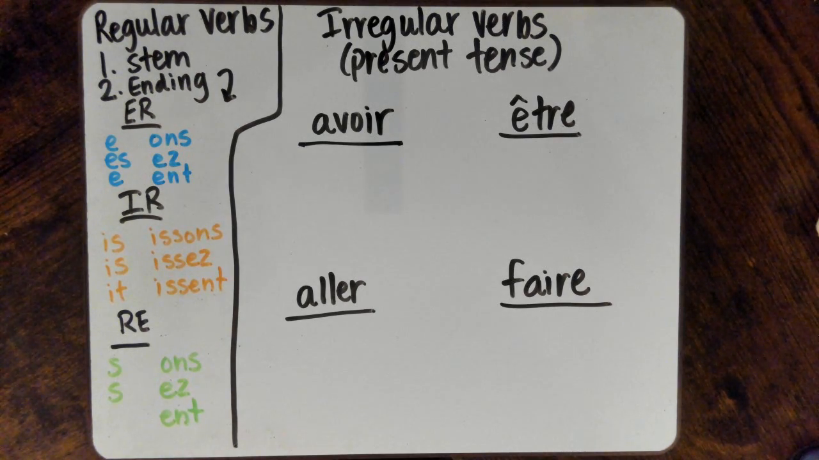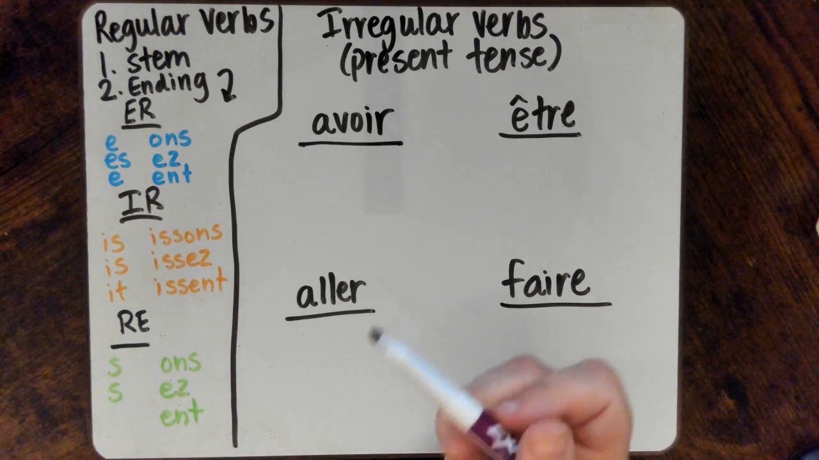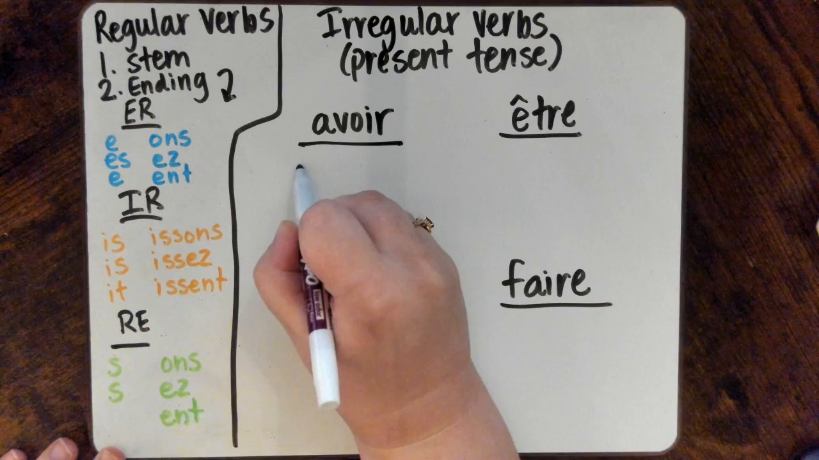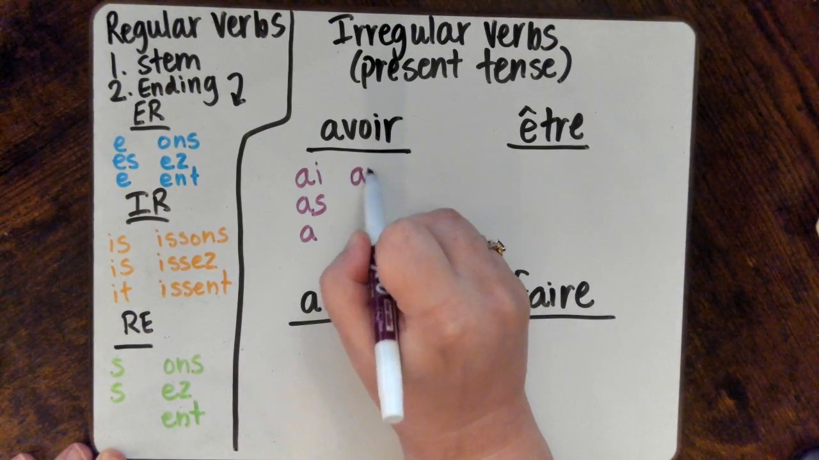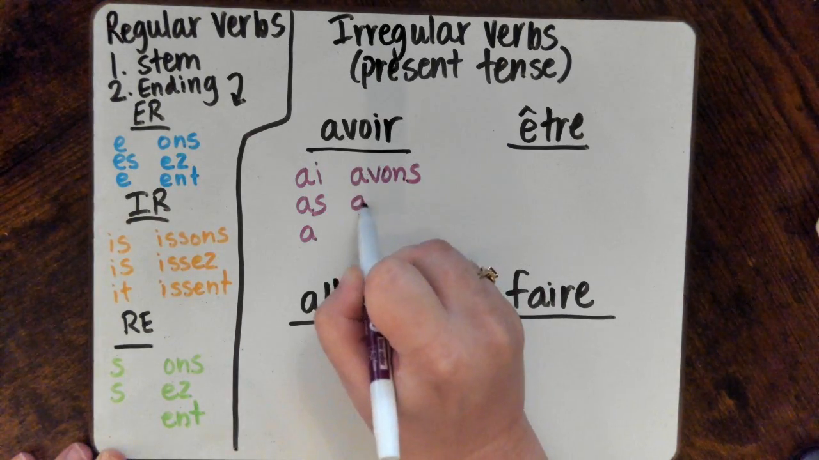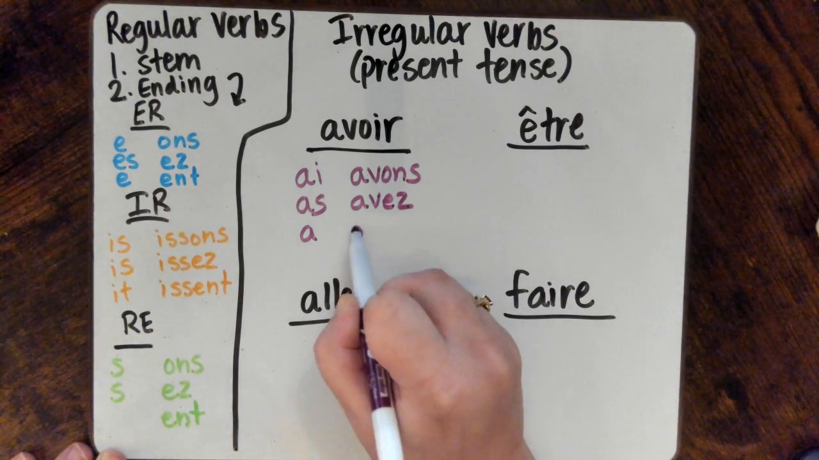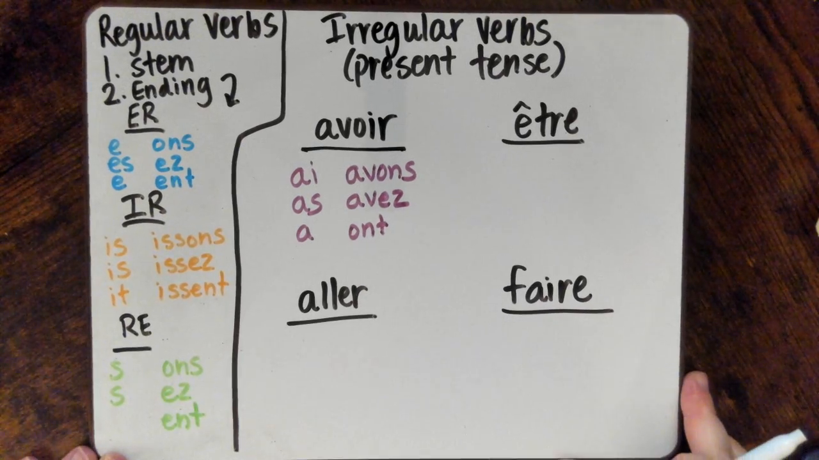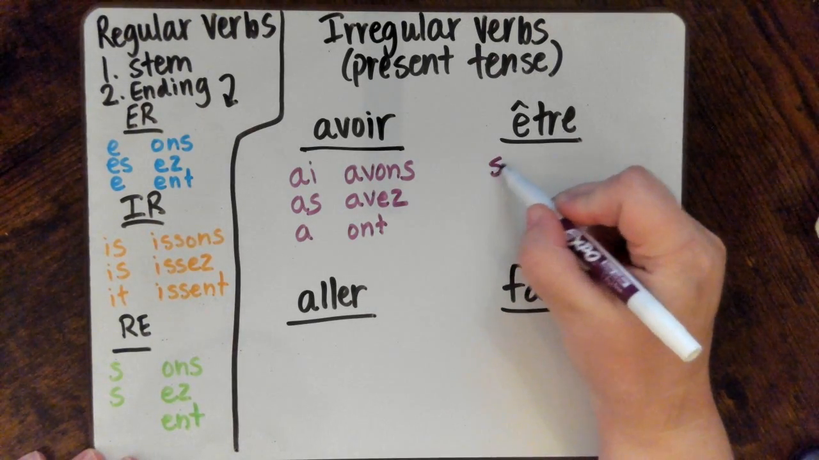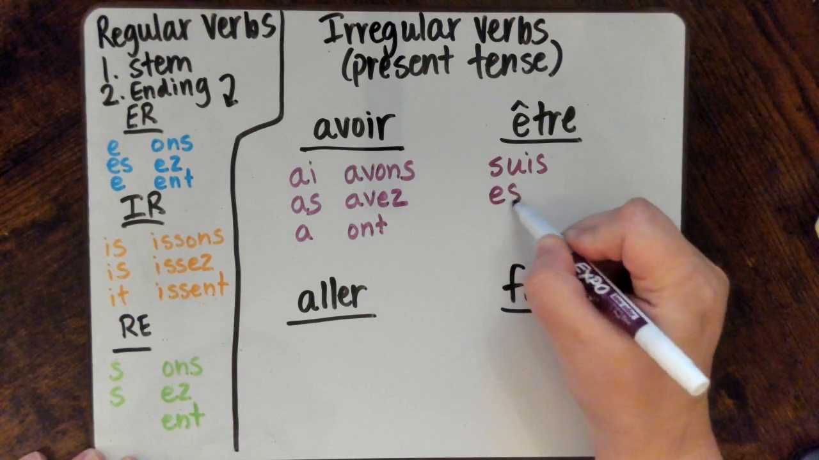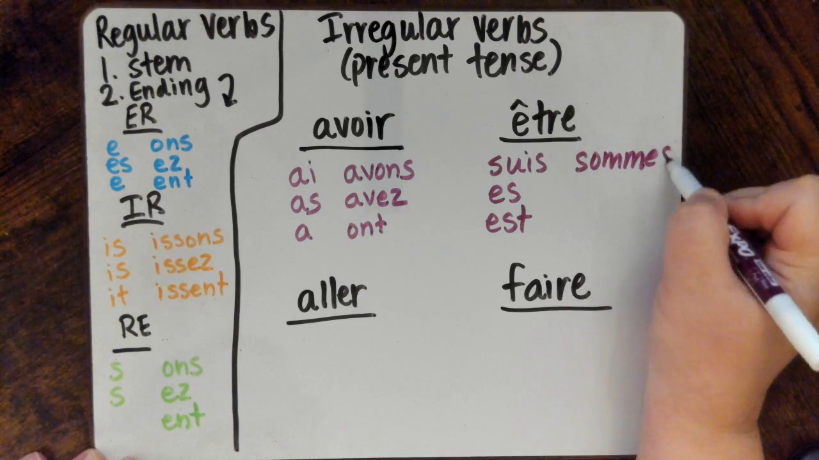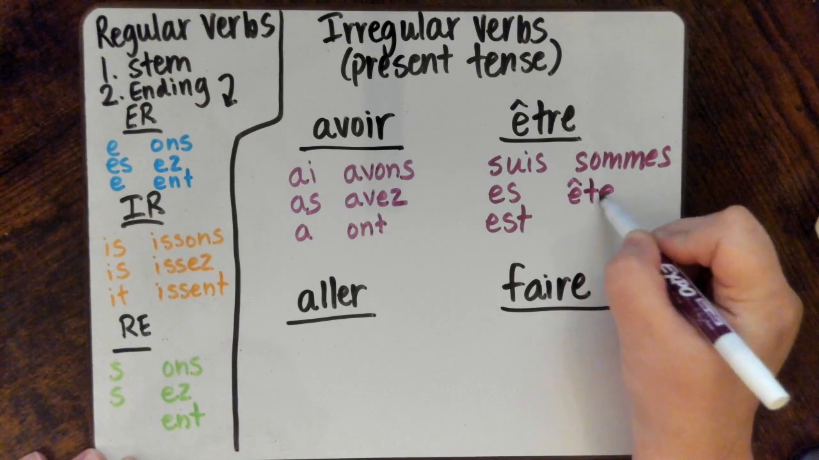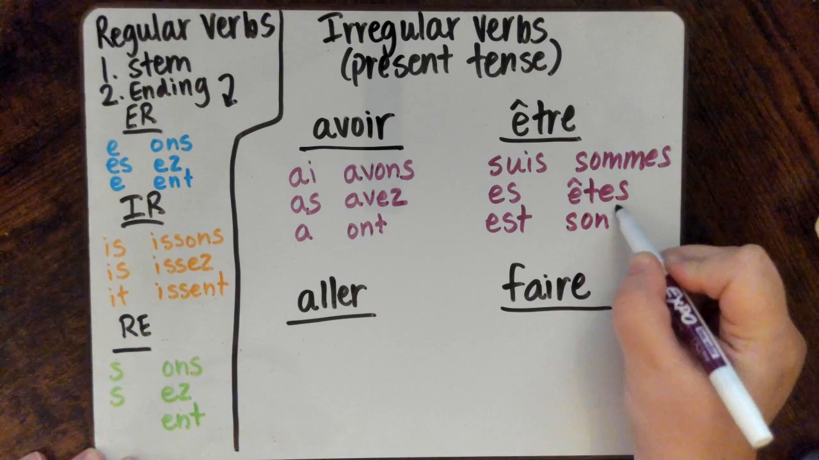So, what do these look like? Well, like I said, there's no stem and no ending. So these ones you just have to memorize the way they are. Avoir is a, avons, avait, on. Être is suis, est, some, et, sont.